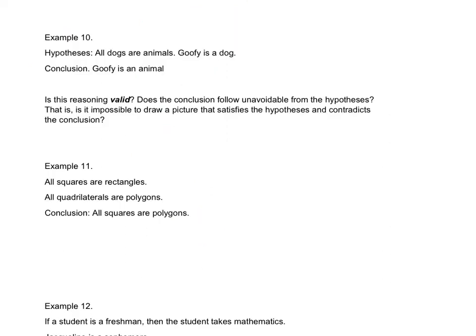So for these last couple examples, we're going to draw a picture to determine if the reasoning seems valid or not. For example 10, we have this hypothesis: all dogs are animals. Goofy is a dog. Goofy is an animal is our conclusion. We want to see if that's valid reasoning, if that makes sense. This is the very beginning of logic here. So it says all dogs are animals.